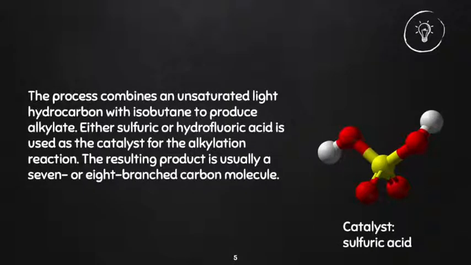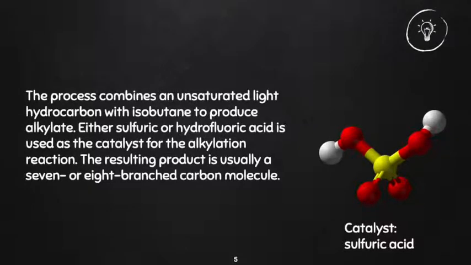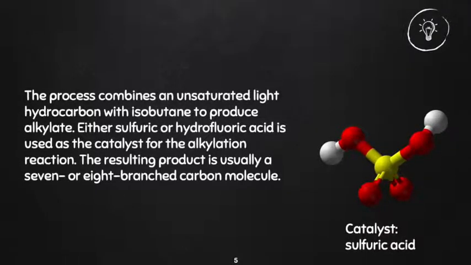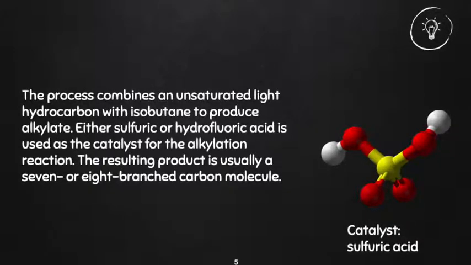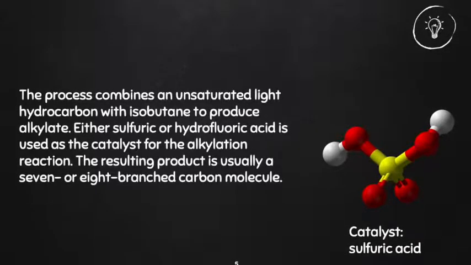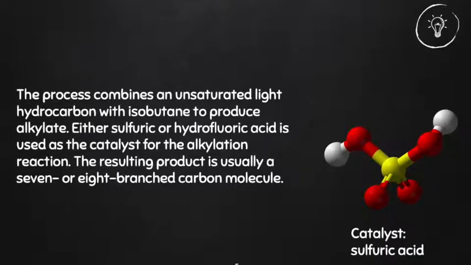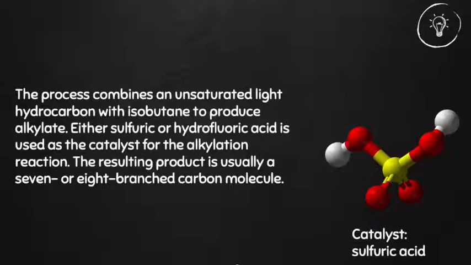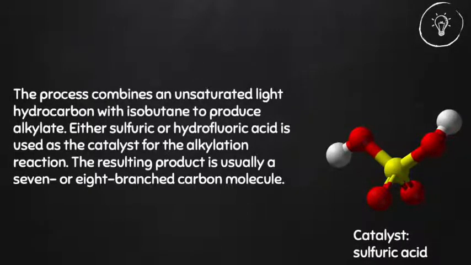The process combines an unsaturated light hydrocarbon, such as propene or butene, with isobutane to produce alkylate. Either sulfuric or hydrofluoric acid is used as a catalyst for the alkylation reaction. The resulting product is usually a 7 or 8 branch carbon molecule. Each catalyst also has different operating conditions, like temperature and pressure, along with different safety considerations. Sulfuric acid is a liquid at unit operation conditions, while hydrofluoric acid is a gas at unit operating conditions.